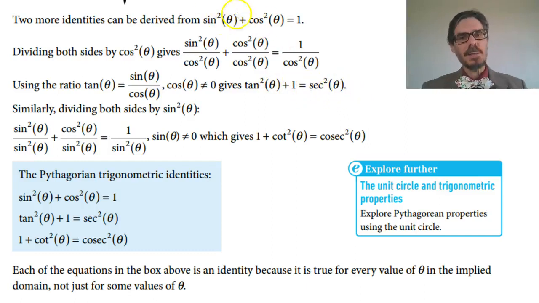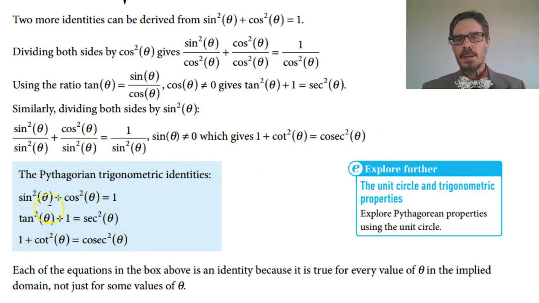In the same way, starting from the same thing, if I divide throughout by sine squared theta, I'm going to get 1 plus cot squared is cosec squared. 1 plus cot squared theta is cosec squared theta. And these 3 identities you need to know.